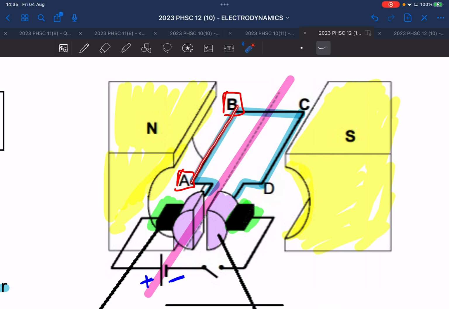So, jy kies 'n gedeelte. Okay. En watter rigting gaan die stroom daar? The current goes from A to B. So, I show that it goes from A to B. Okay, so now that I know the direction of the current, I know north and south.